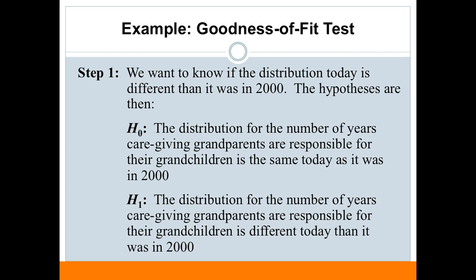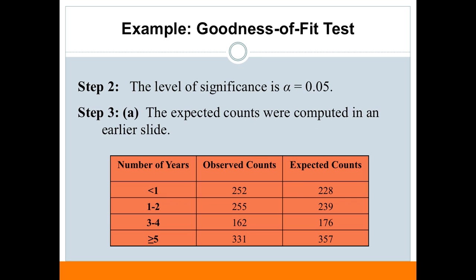And we can write the null hypothesis a few different ways. One way is to just express it in words, which would be to say that the distribution for the number of years that caregiving grandparents are responsible for their grandchildren is the same today as it was in 2000, versus the alternative, which is that the distribution is different today than it was in the year 2000. Now, the level of significance that we're going to use is just 0.05.